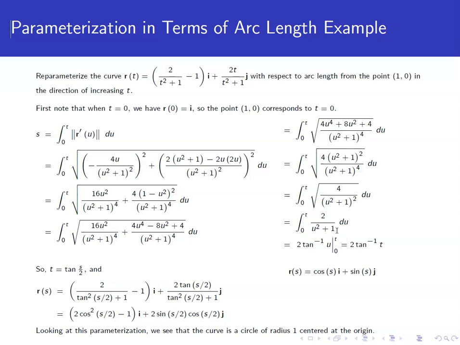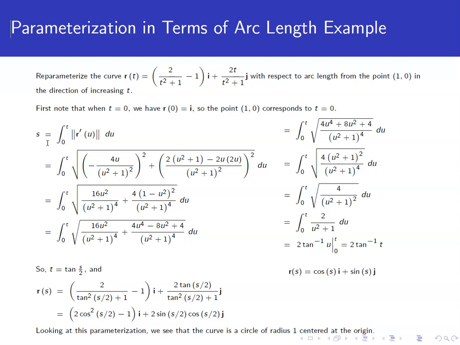An antiderivative for that is 2 times inverse tangent of u. We're going to evaluate that from 0 to t. And since inverse tangent of 0 is 0, we just get s equals 2 inverse tangent of t. Now remember, we're trying to reparameterize this curve in terms of arc length, so I need to solve that equation for t and substitute. If we solve that equation, we'll get tangent t is equal to tangent of s over 2.